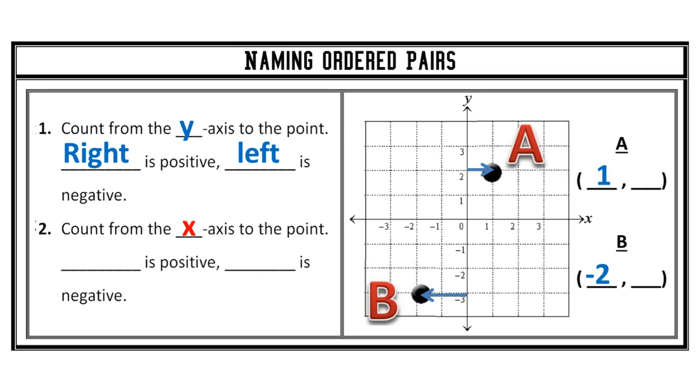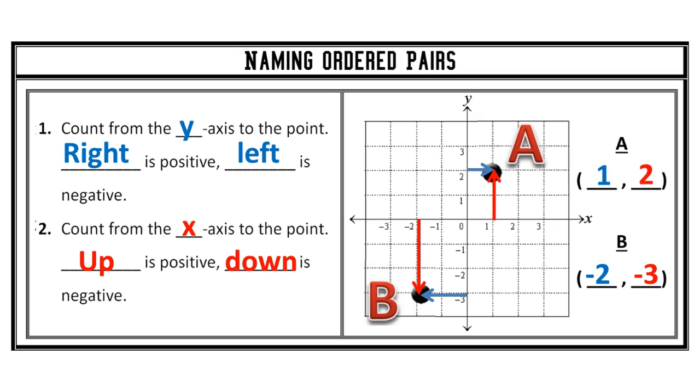I'm going to now count from the x-axis to the point. Up is positive, down is negative. So I'm going to line up right underneath point A. I'm going to count up 2. So that's 2 as our y-coordinate. For point B, I'm going to start at my x-axis and count down as well. It's down 1, 2, 3, so that's -3.